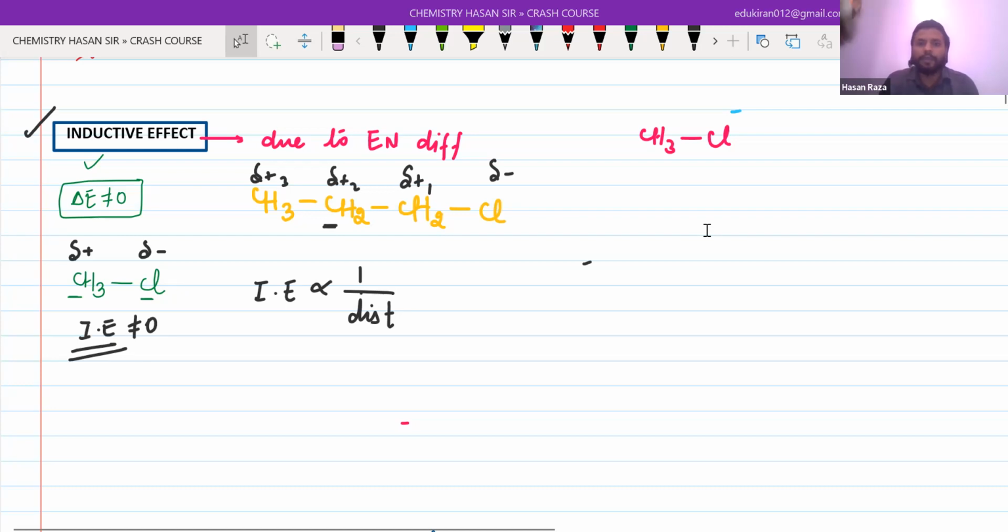Okay. So see, the inductive effect is very easy. Due to this electronegativity difference, an element cannot gain the electron here. There is only a partial displacement of electron towards the more electronegative element. That is called the inductive effect. Also it's very important to note that the inductive effect is inversely proportional to distance.